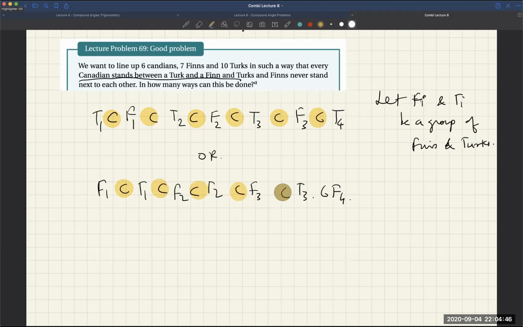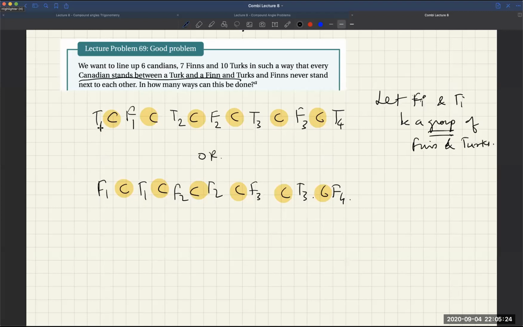Sir, but the first possibility cannot be true, right? Why? Because if it is like that, then at least one Finn will have to stand beside one Turk. In which case? In this first case, sir. When will that arise? Sir, because there are 7 Finns, right? So here we have taken only some, so the rest will have to stand beside Turks. No, no, no. See, this is a group actually. Fi and Ti are groups, so it may happen that this T1 contains all the Turks here. You know, that may happen.